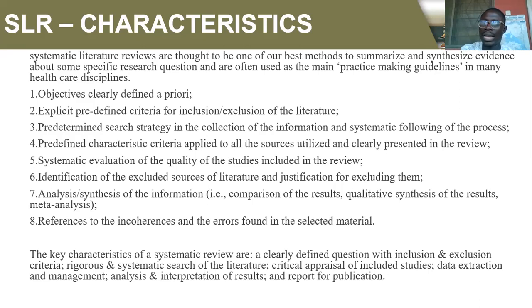After you have searched for the articles or the literature, how are you going to include one or the other literature and how are you going to exclude it? You have to systematically evaluate all this literature so that you know that I'm including this literature because of these reasons, and I'm excluding this literature because of that reason. So you don't just include any literature and you don't just exclude any literature from your review. Then you look at the identification of the excluded sources of literature. As I said, you give reasons why you are excluding a certain literature from your review. You don't just exclude it because you feel like it; you are going through a systematic approach.